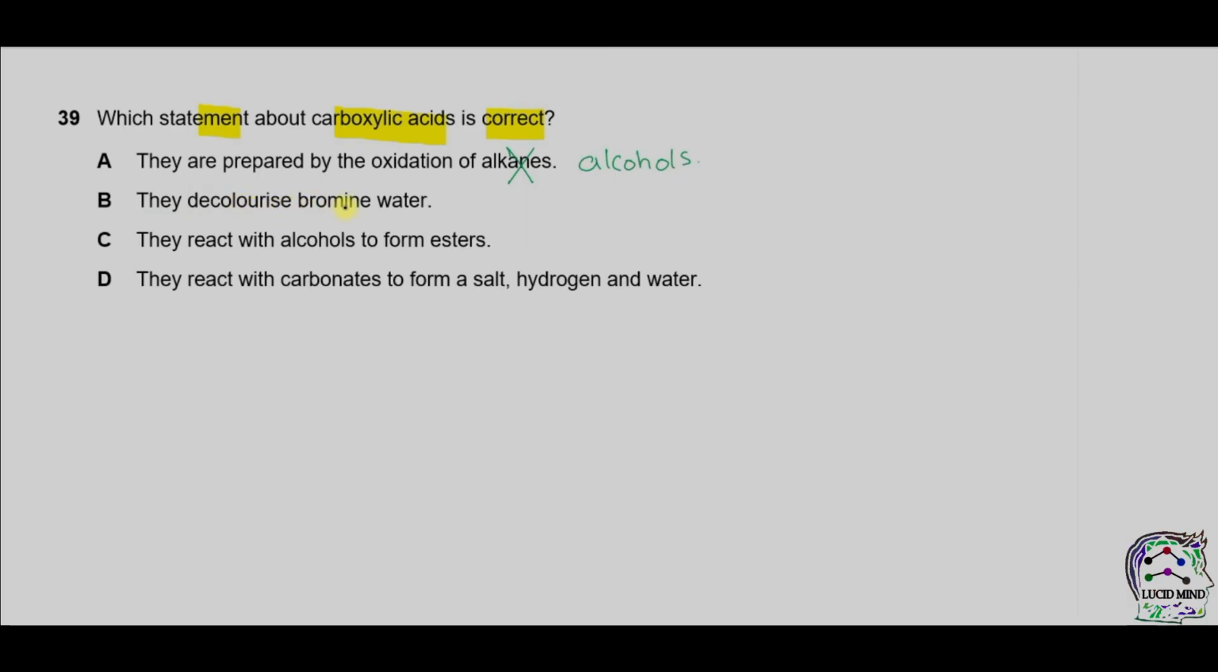Part B. They decolorize bromine water. It is not carboxylic acid which decolorizes bromine water. It is actually alkene that can decolorize bromine water by addition reaction. Option C. They react with alcohols to form esters.